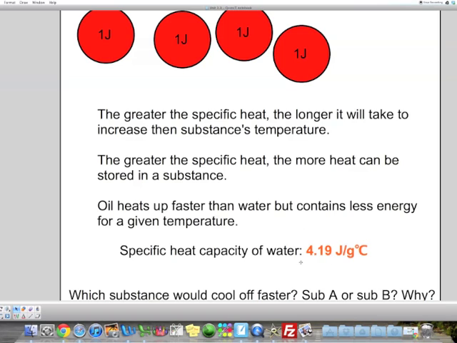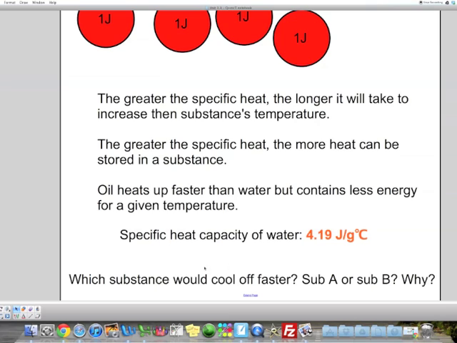So specific heat of water, 4.19 joule per gram degree Celsius. So that's an important number. It's a constant. So in your significant figures, in your calculation, you don't count this as a significant figure because it is a constant. And this we've answered already.